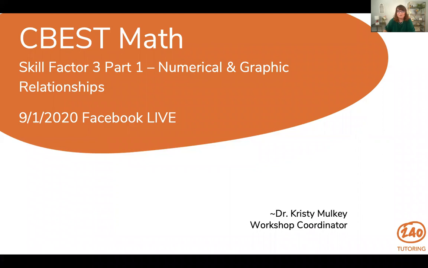All right, so again, today we're looking at the CBEST Math, and this is skill factor 3. Now we're actually going to do two videos, two parts to this skill because there is a lot involved, and this is looking at numerical and graphic relationships.